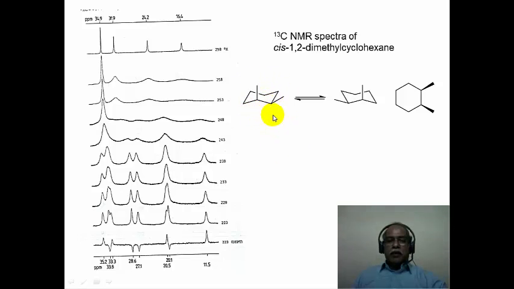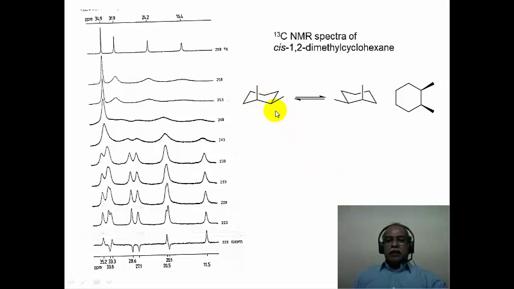Now this particular molecule is a chiral molecule, and it doesn't have any symmetry elements present here. Therefore, if this molecule were to exist in this particular form, then all the carbons present in this molecule should be distinguished chemical shift wise, and there should be 6 ring carbons and 2 methyl carbons which are also chemically distinct. One is axial and the other one is equatorial. So one would see 8 signals in the carbon-13 NMR spectrum of such a molecule.